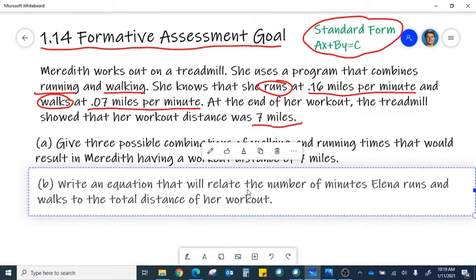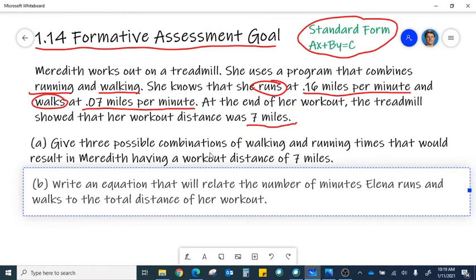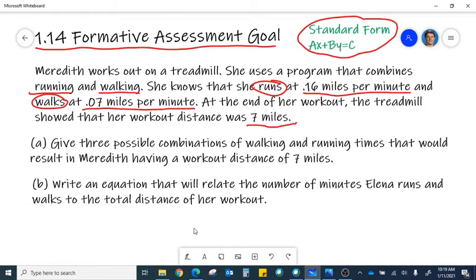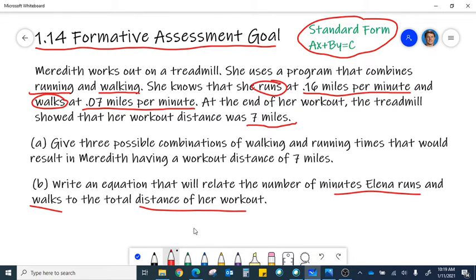All right, and then I want to read the second question here to begin with, because I think by doing the second question first I will be able to come up with an equation, and that's important for the first. It says write an equation that will relate the number of minutes Elena runs and walks to the total distance of her workout. All right. So total distance of her workout, number of minutes she runs and walks.